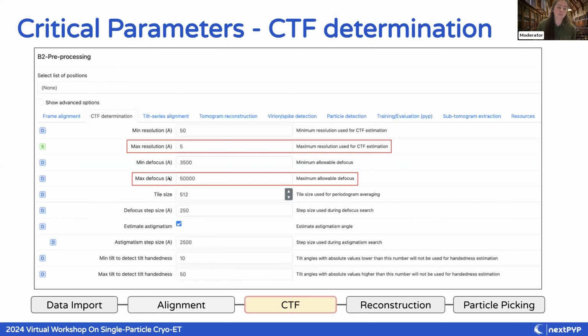And then your max defocus, this is something that you should know from your data collection. If you're collecting your own data, you know what target defocus you're going for. You should set this defocus range to be appropriate for that target defocus. And if someone else is collecting your data, you need to communicate with them to make sure that this range is appropriate to cover your target defocus estimation.